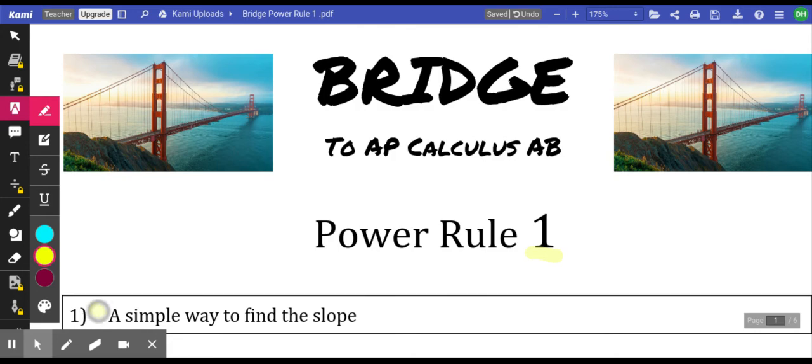Well, it's just a simple way to find the slope. Okay, so remember, we're just finding the slope. Before I just tell you the rule on how to find the power rule, I want to give you a few quick examples. So let's see if you can guess the power rule before I even tell it to you. Let's say, y equals x to the third power.